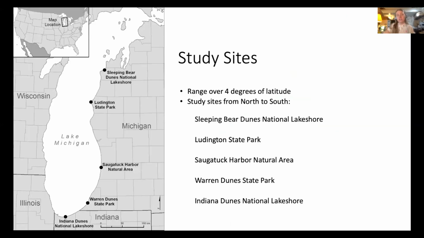Our study sites are all situated along the eastern coastline of Lake Michigan and range over 4 degrees of latitude. Starting at our most northern site, we have Sleeping Bear Dunes National Lakeshore, and then moving south, we have Ludington State Park, Saugatuck Harbor Natural Area, Warren Dunes State Park, and Indiana Dunes National Lakeshore.